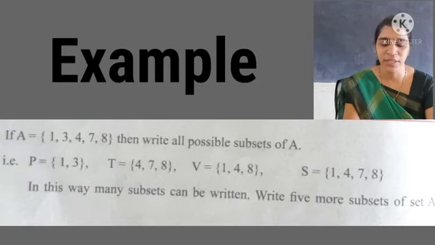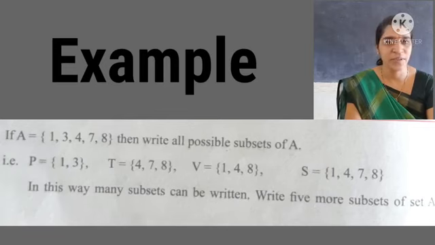You can write {1, 3}, {3, 4}, {4, 7, 8}, {1, 4, 8}, {1, 4, 7, 8}. I had here given only 4 subsets. You may write as only one element is subset of A. Yes, 3 is the subset of A. Yes, 4 is subset of A. 7 is subset of A. 8 is subset of A.